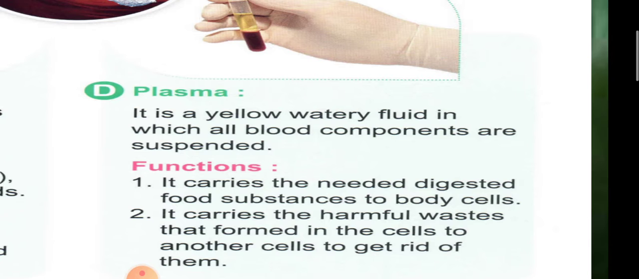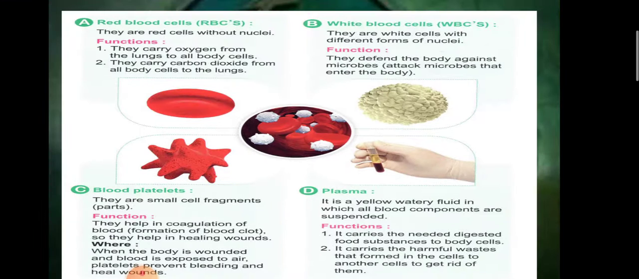And then we have the white blood cells that defend our body against the microbes. It's very important. It's our army. And the blood platelets help in the coagulation of blood, or forming of the blood clots, that help in healing wounds. So those are the functions of each part of the blood.